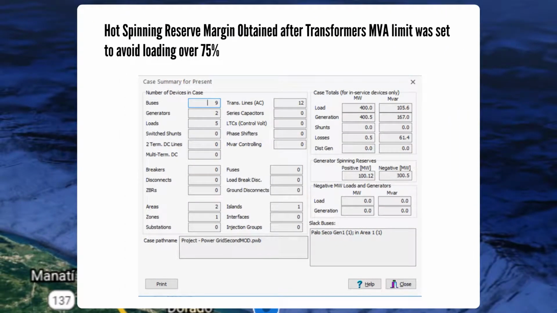Looking at the illustration shown right now, you will see the hot spinning reserve margin that was obtained after the transformer's MVA limit was set to avoid loading over 75%. You will see that it was found to be 100.12 megawatts. In the next slide, Mr. Rajiv Smith will show the calculation.